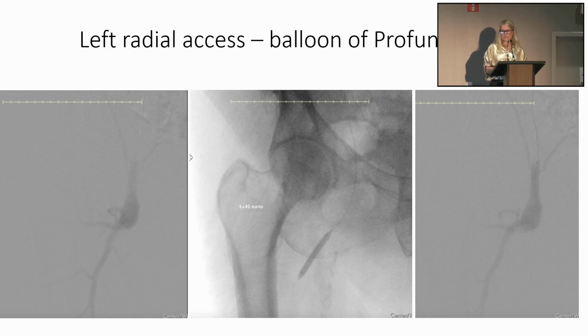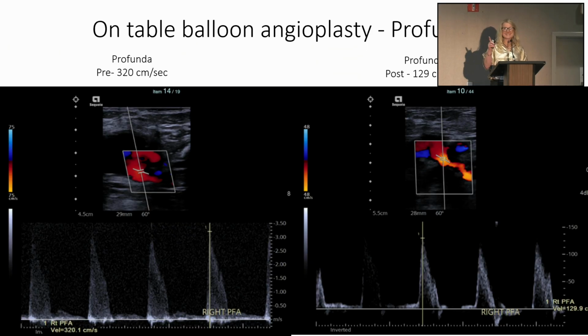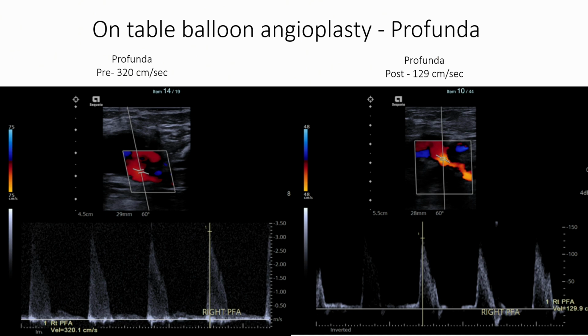You can see the hood of the failed bypass grafts. She ballooned the profunda. And post-balloon, it still doesn't look that significant. Yeah, we could do different projections, but here's what's exciting: on-table ultrasound, pre-balloon angioplasty of the profunda is 320. Post-balloon angioplasty, we see it decrease on the table to 129.